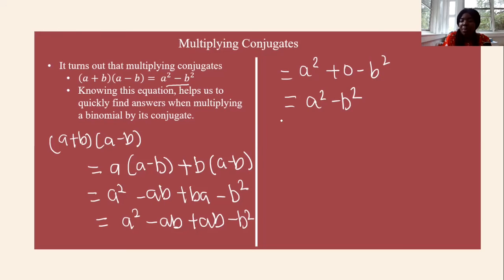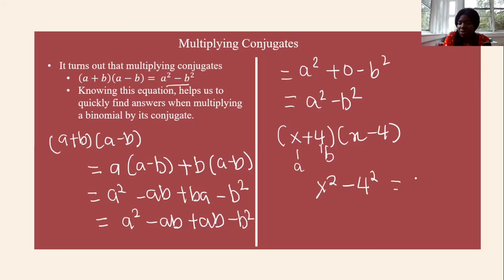Okay, so if we go back to what we were doing before, we had x plus 4, x minus 4, right? So here we just take a squared. a is x, right? This is a and this is b, okay? So that's what we have here. So now a squared minus b squared would just be x squared minus 4 squared, which is equal to x squared minus 16. Exactly what we got through our expansion. So this is just a shortcut.